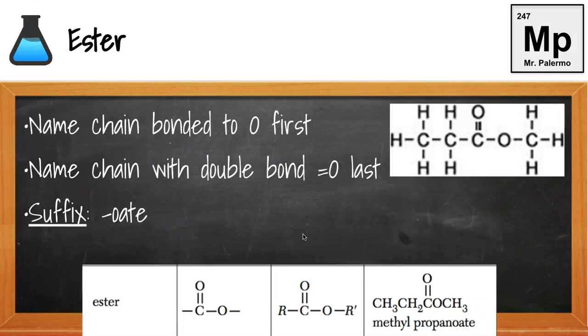Now looking at the ester. It is like an organic acid, but now this functional group, the C double bond O, is sandwiched in between carbons. It's not at the end. And because it's breaking up the chain, we're going to have 2 different parts to this name. This says methyl propanoate, methyl meaning 1 carbon, so that's on this right side of our functional group. And then prop meaning 3 carbons, this is the left side of the functional group, including that C double bond to O.